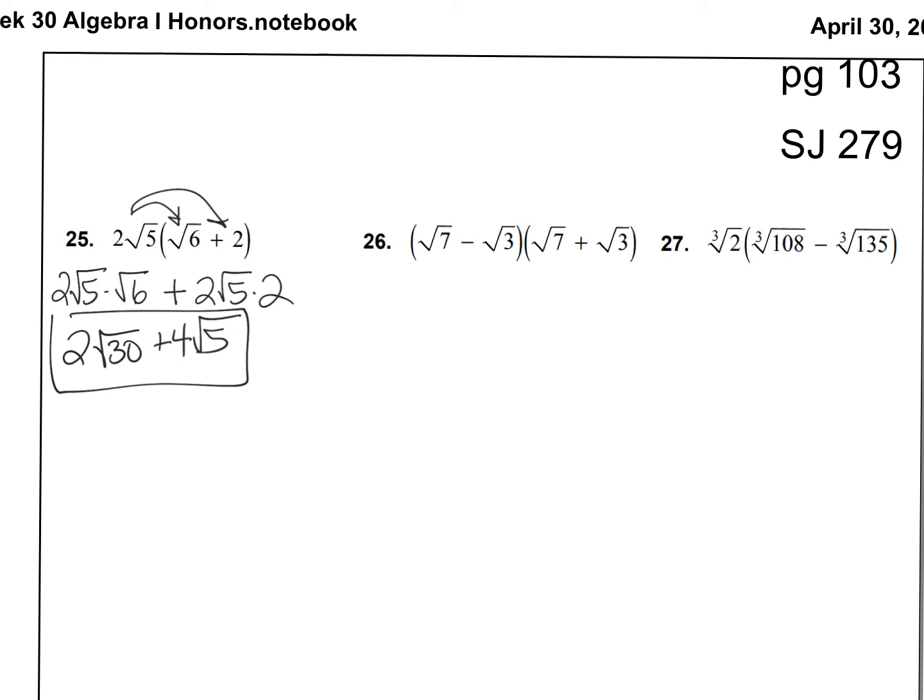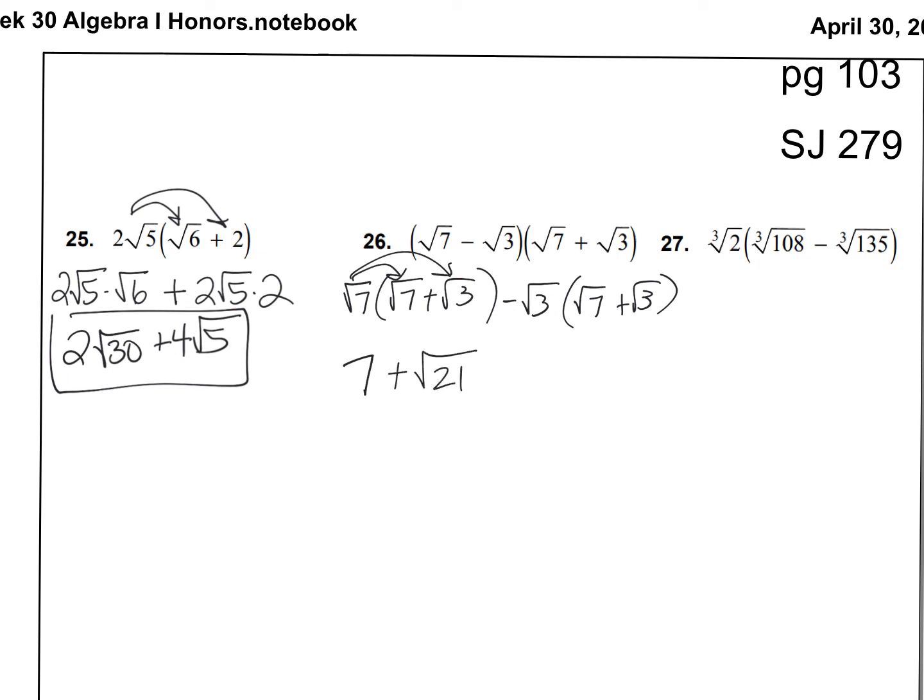All right, so for the next one, I'm going to do the square root of 7 times square root of 7 plus square root of 3. I'm going to do negative square root of 3 times the square root of 7 plus the square root of 3. Square root of 7 times the square root of 7 is just 7. You are welcome just to put 7. So square root of 49, which is 7. Square root of 7 times the square root of 3 is positive square root of 21. Negative 3 times the square root of 7 is negative square root of 21. Negative square root of 3 times positive square root of 3 is negative square root of 9, which is negative 3. These two like terms cancel out. 7 minus 3 is 4.